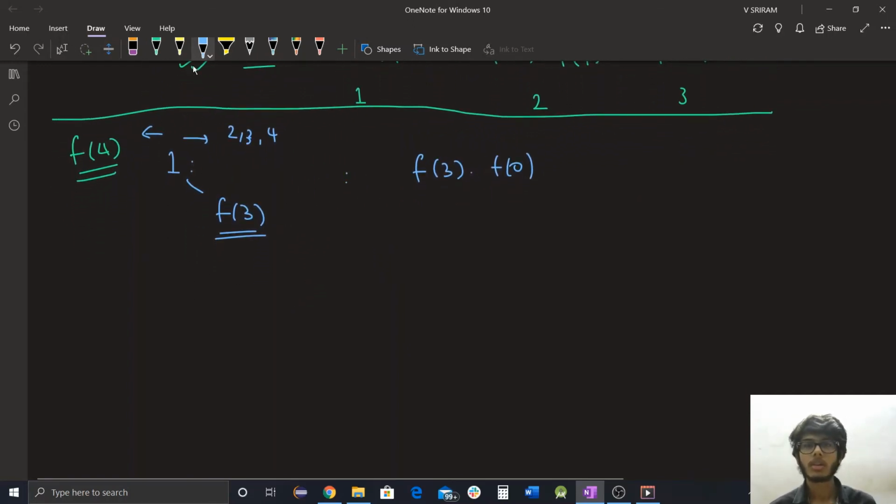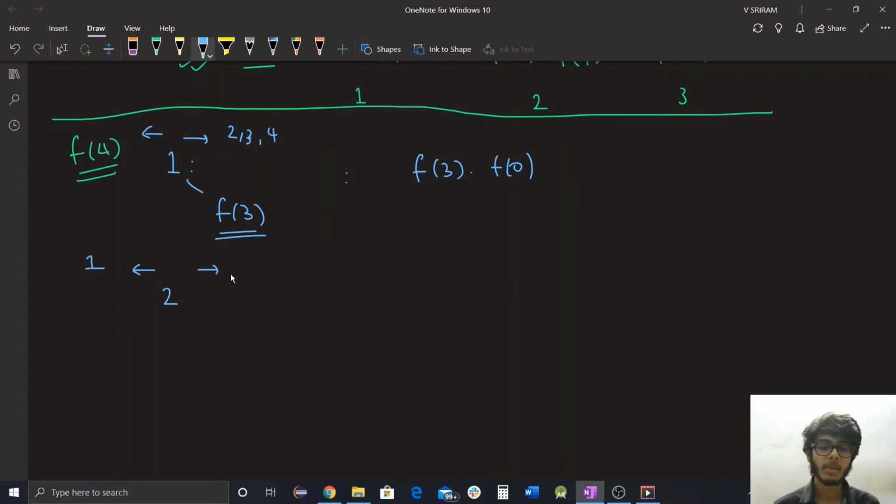Now let us consider the root node to be 2. In this case, only one element can be present on the left side of 2, that is 1, and two elements can be present on the right side, that is 3 and 4. So the left side can be constructed in f1 ways, and the right side can be constructed in f2 ways, because we need to accommodate two elements here. So the total number of ways is nothing but f1 into f2.